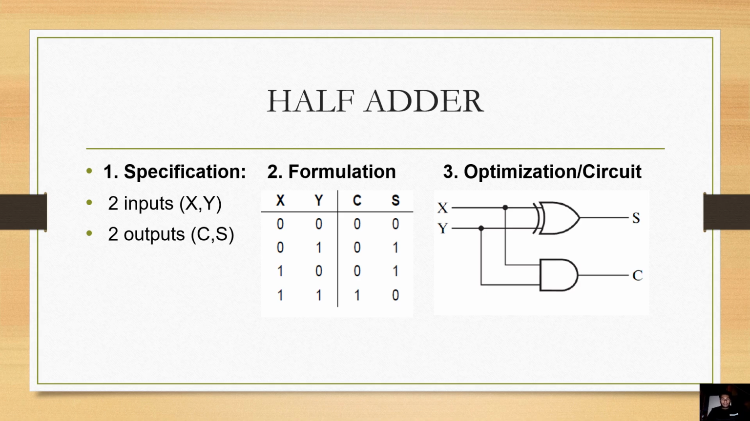Half adder. First, specification: 2 inputs X and Y, 2 outputs C and S. Formulation. This is the truth table. If all the inputs are 0, then you get the outputs as 0. If 1 and 1, then you get a carry of 1. Similarly for the rest. And this is the optimization circuit.